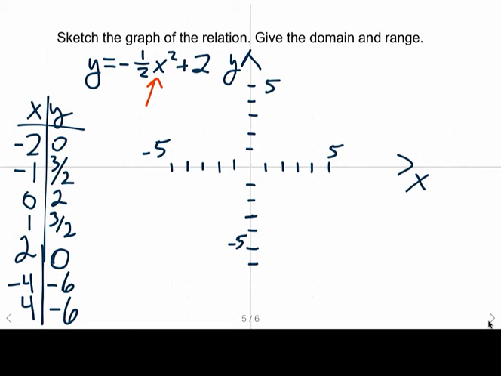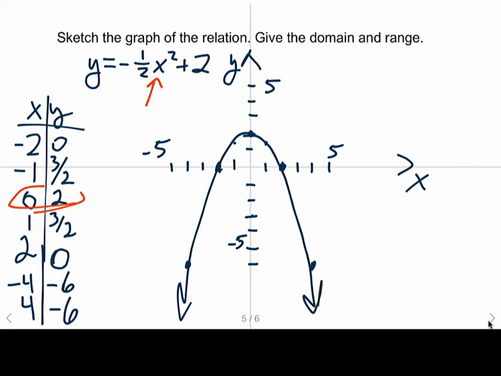Again, I'm going to start with 0, 2, for no concrete reason, just that I happen to know it's in the middle. And then we can plot the rest of the points that we have, and then connect those dots with a nice smooth curve. Wish me luck. And what we end up with is a parabola.